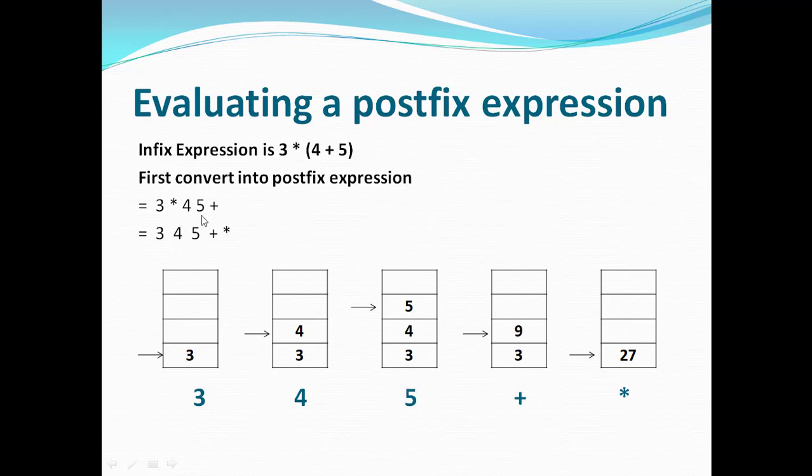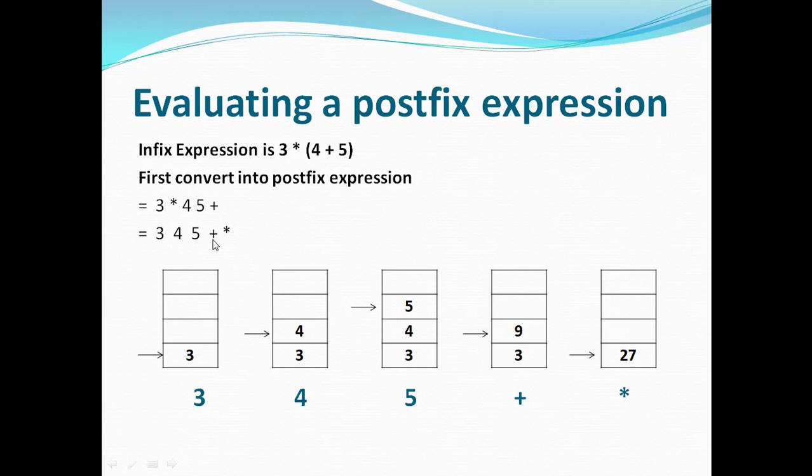Whenever we are calculating the value of this expression, it is calculated by making use of the stack. Here the first character in the input string is 3, so it is an operand, and it is pushed on the top of the stack. Then the second character is 4, it is also an operand, so it is also pushed to the top of the stack. Then 5 is also an operand, so it is also pushed on the top of the stack.